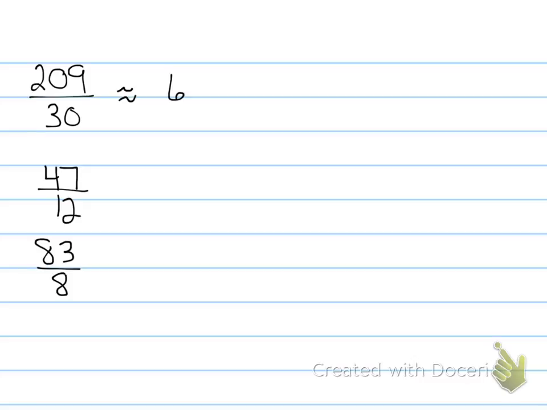So we're going to say 6 and 97 hundredths. And the reason I do the squigglies right here, this is what I call an approximation sign. And that just means that 6 and 97 hundredths is not the exact answer. Does that make sense? Okay, so that's the approximation sign. So 47 over 12 would round to what? 3 and 92 hundredths. Okay, 92 hundredths. 83 over 8 would round to 10 and 38 hundredths.